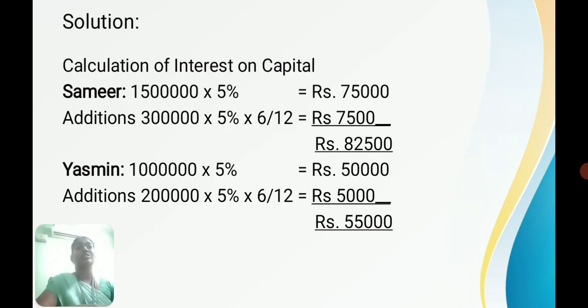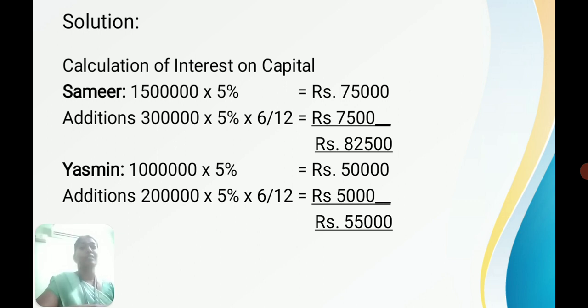This is the calculation for interest on capital. For Samir, 15 lakh is the opening capital. So throughout the 12 months, 5% is 75,000. In addition, he introduced capital only on 1st July, so he can use the amount for only 6 months. So interest is calculated only for the 6 months, that is 7,500. Total interest on capital for Samir is 82,500.